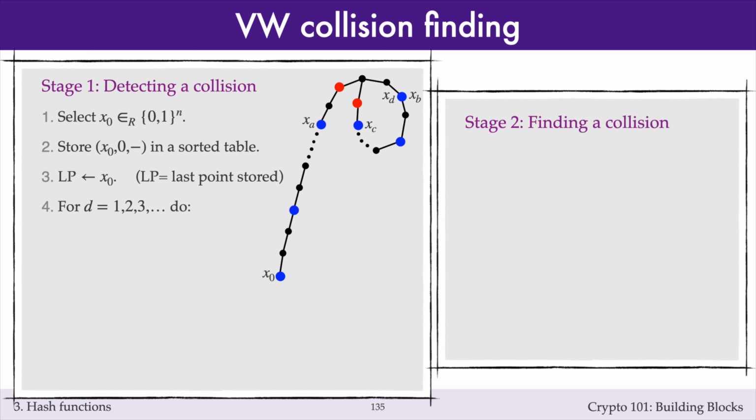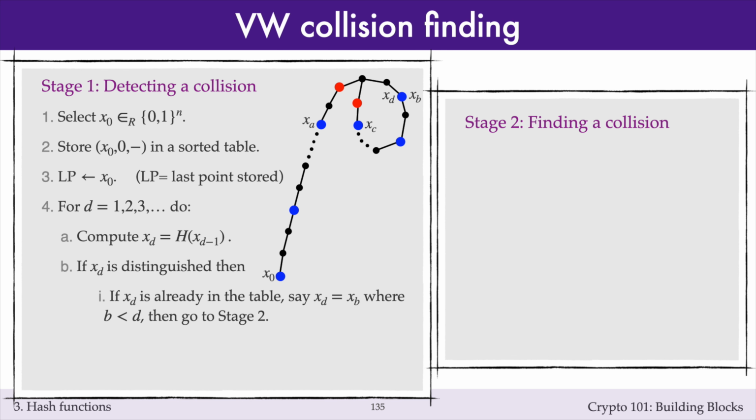Now, for d from 1, 2, 3, 4, and so on, we'll compute the next term xd of the sequence by hashing the previous term. We then check if the computed term xd is distinguished. If xd is distinguished and already in the table, let's say xd equals xb, where b is less than d, then we go to stage 2. Otherwise, we store the distinguished point xd and its index d in the table, along with the last distinguished point stored. And we update LP to XD.